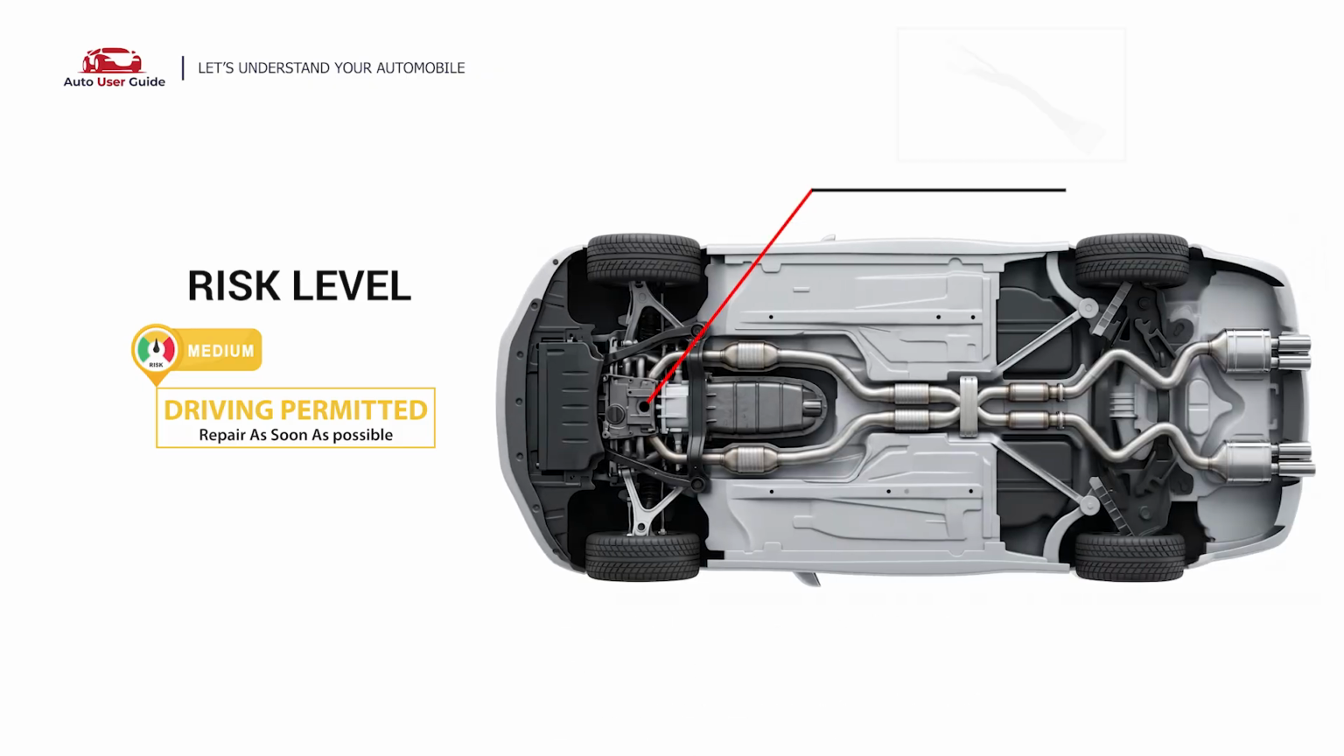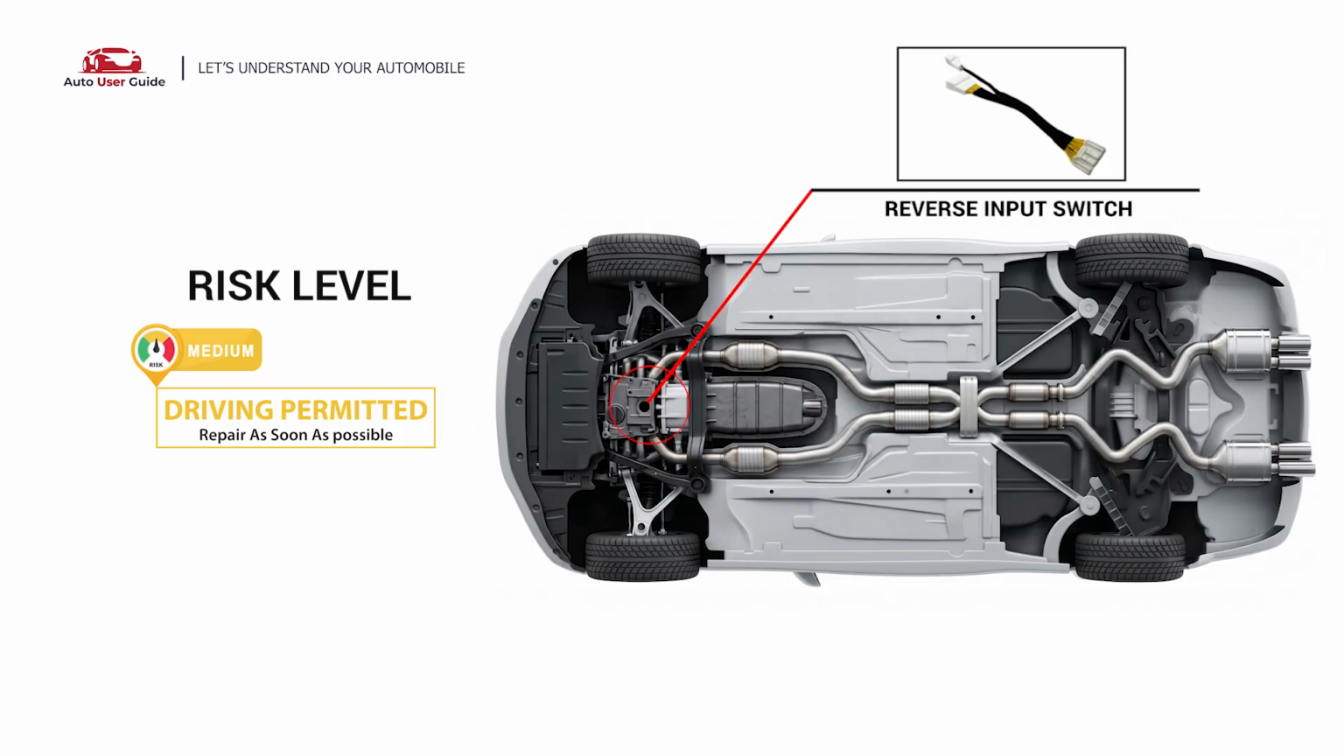The P0812 engine code indicates the vehicle's computer is receiving an abnormal voltage or missing a signal entirely from the sensor that detects when your car is shifted into reverse. Under this circumstance, short distance driving is permitted, but your vehicle should be repaired as soon as possible.